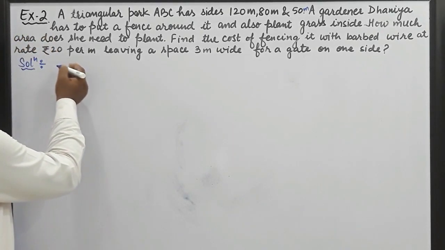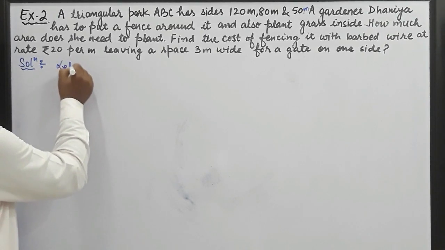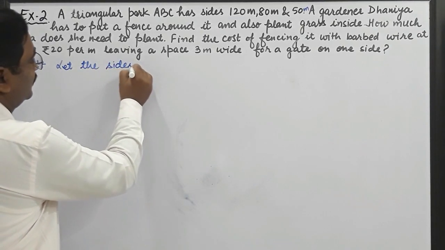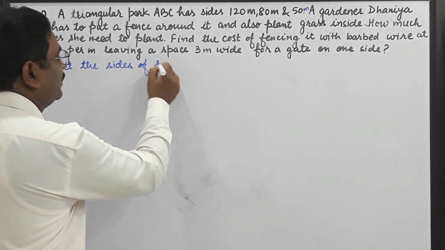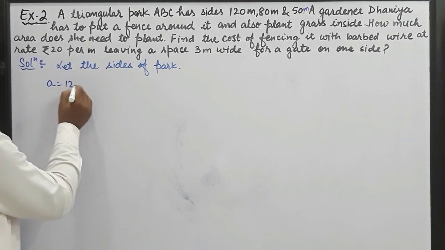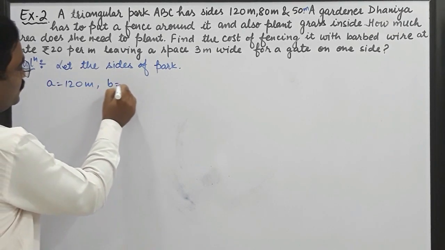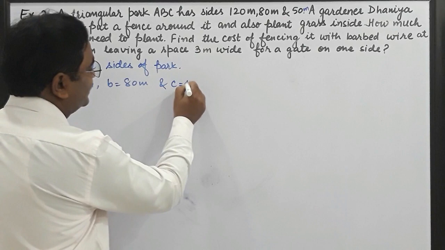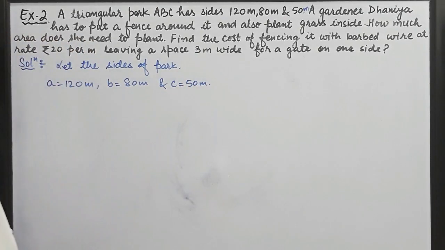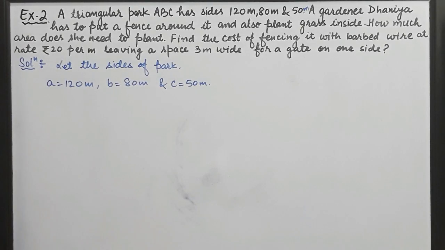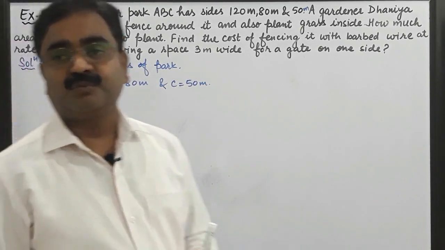So let the sides of the triangular park be A equals 120 meter, B equals 80 meter and C, the third side, equals 50 meter. The question is asking how much area she needs, so we have to find the area of this triangular park with the help of Heron's formula.